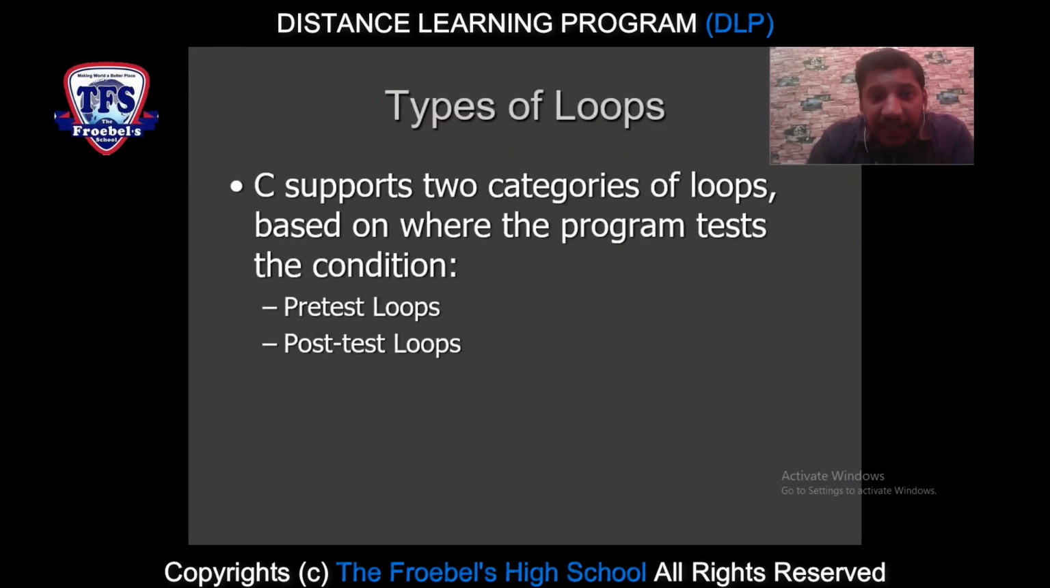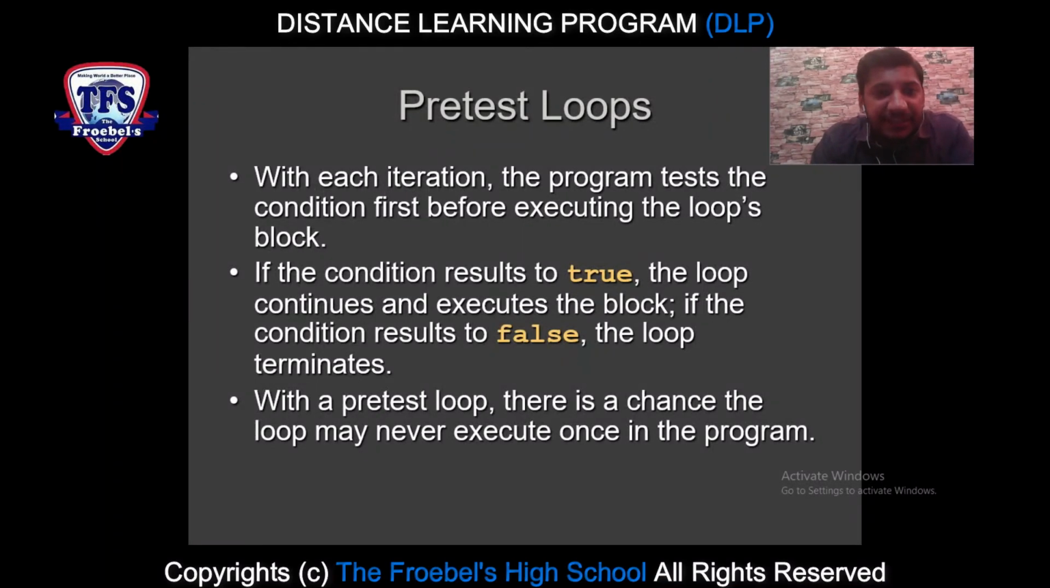Now there are two types of loops that the basic C programming language supports: the pre-test loops, and the post-test loops. First of all, the pre-test. What does pre-test loop mean? Pre-test loop means with each iteration, the program tests the condition first before executing the loop. It means that after each iteration, it will check by itself whether it meets the condition or not before executing the statement. If the condition results to true, the loop continues and executes the block. But if the condition results to false, the loop terminates.